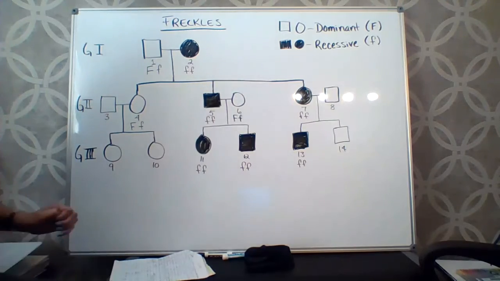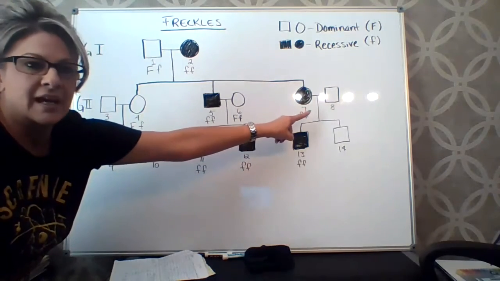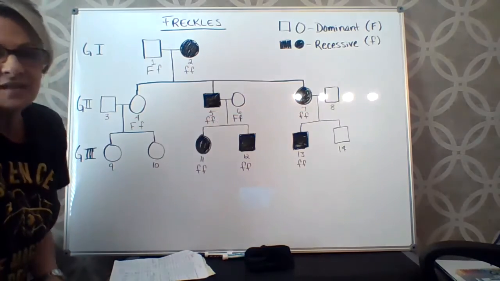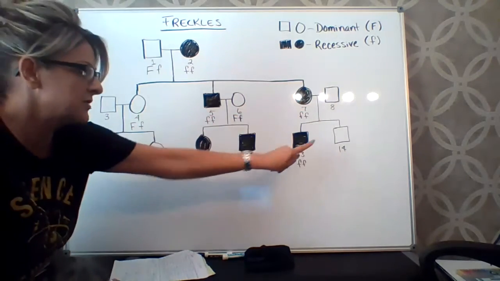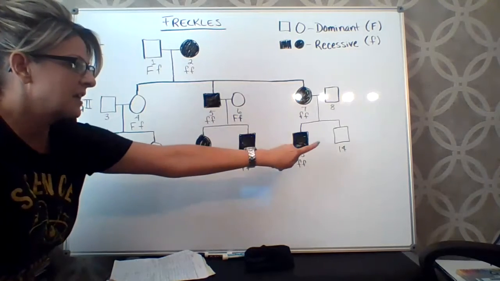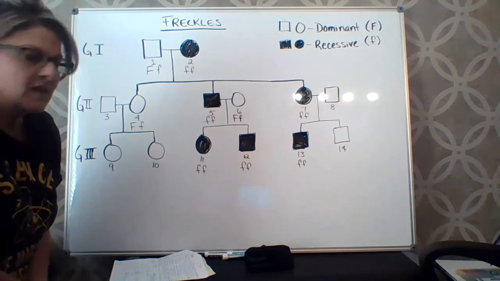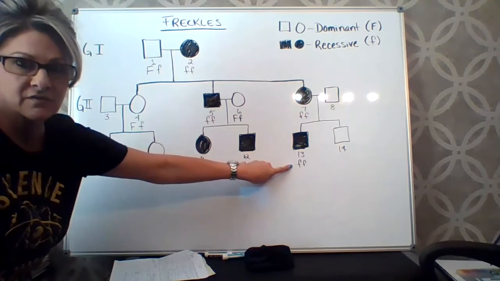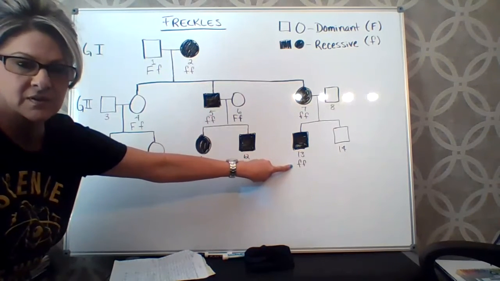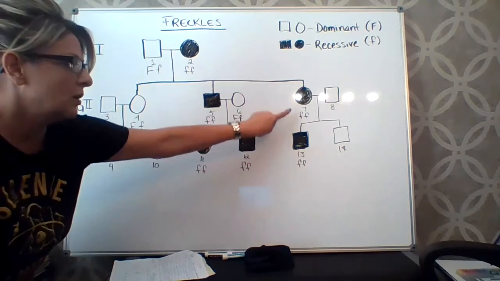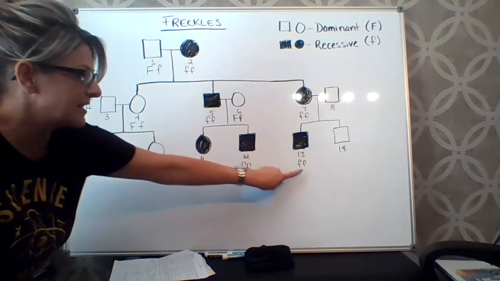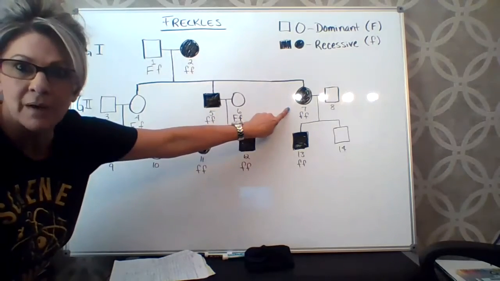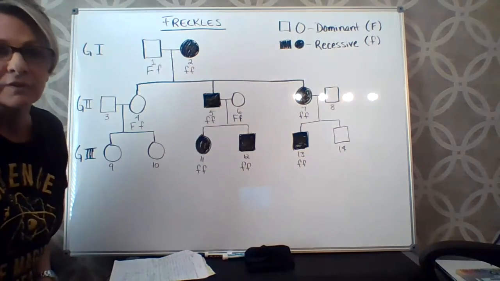Okay? All right, let's look down here at number 8. This daughter who has freckles married a man who does not have freckles. And they had 2 sons, 1 that has freckles and 1 that does not. Well, I know for a fact, obviously, if their son here has freckles, he is homozygous recessive, he has 2 recessive genes. He got 1 of them from mom, and had to get 1 of them from his dad.